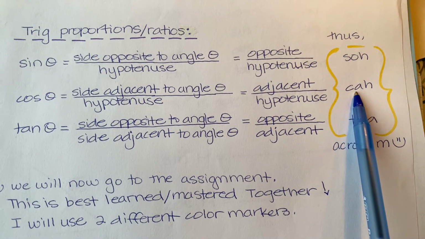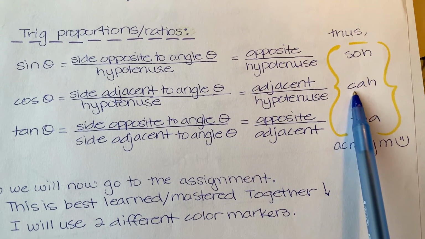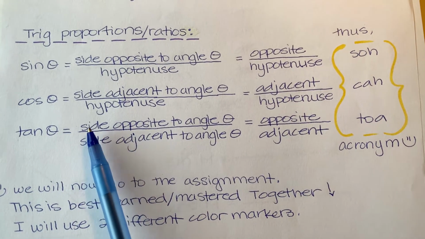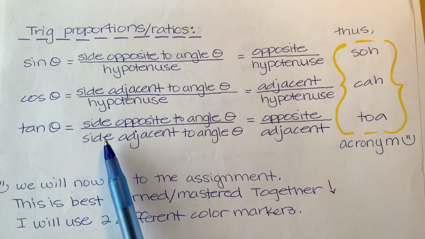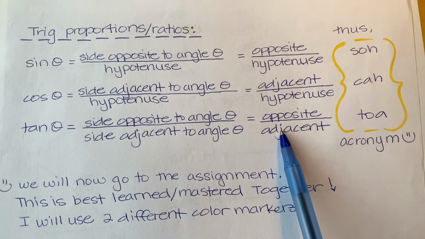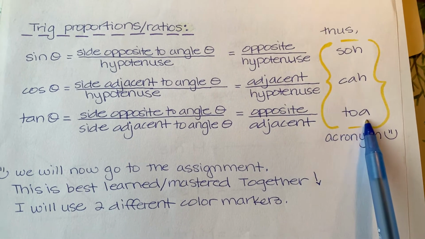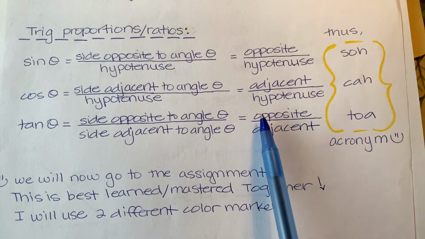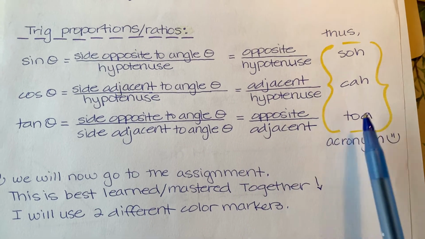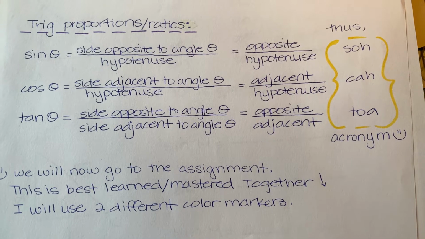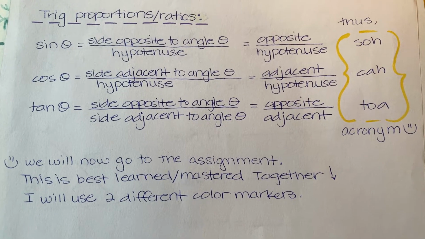So CAH is telling you how to set up your proportion. And then tangent of theta is the ratio of the side opposite to angle theta over the side adjacent to angle theta. Opposite over adjacent. And so again, TOA, tangent T, opposite O, adjacent A. And so that's your acronym Sohcahtoa. It's going to stick with you. Once you know it, you never forget it.